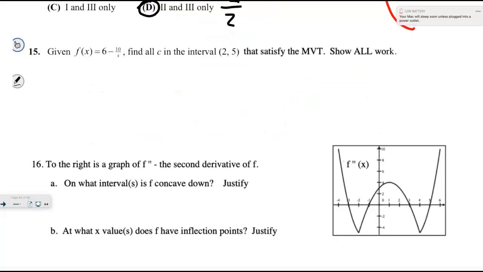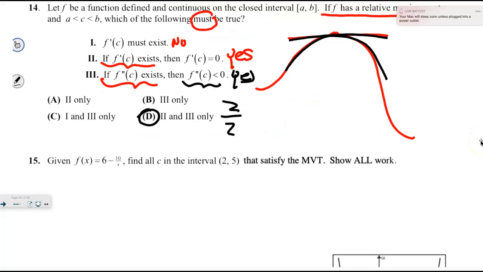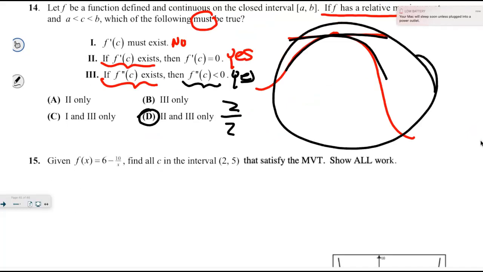There are very few people who got 1 out of 2. I gave 1 out of 2 if I saw you trying to analyze this over here.